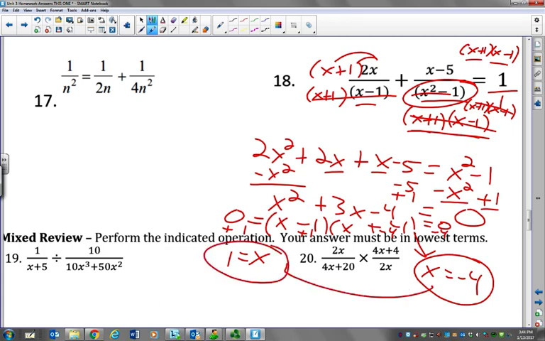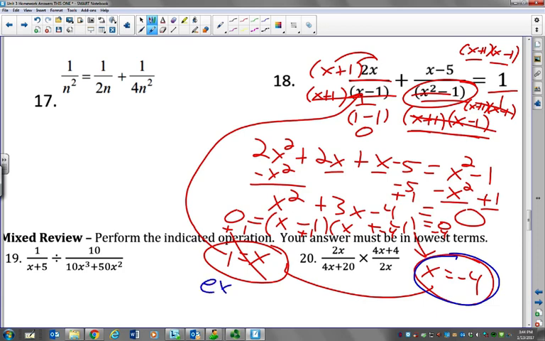However, this is the tricky part we were saying. You got to plug it back in to see if it works. And when you plug 1 back in for x, you get up here 1 minus 1 is 0, and you can't have 0 in the denominator because that's undefined. And so that's actually not a solution. Just x equals negative 4 is the solution to number 18.